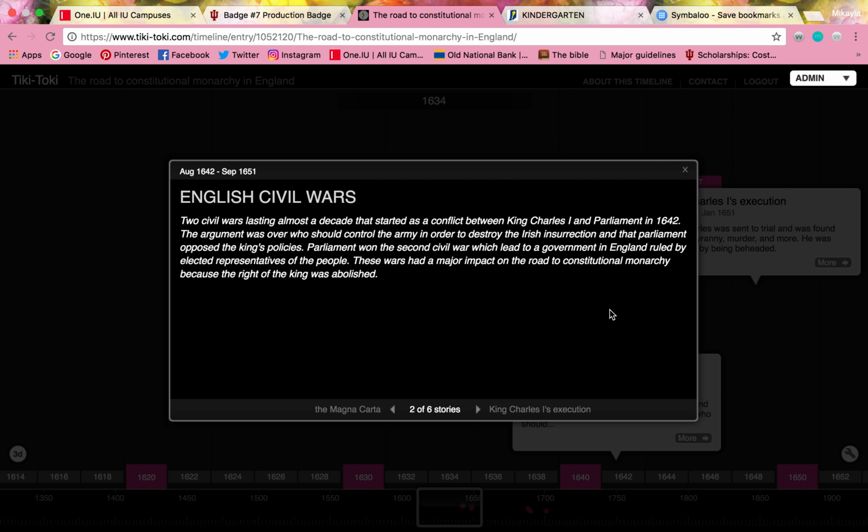So the Parliament won the Second Civil War, which led to a government in England ruled by the elected representatives of the people. These wars had a major impact on the road to constitutional monarchy because the right of the king was abolished.